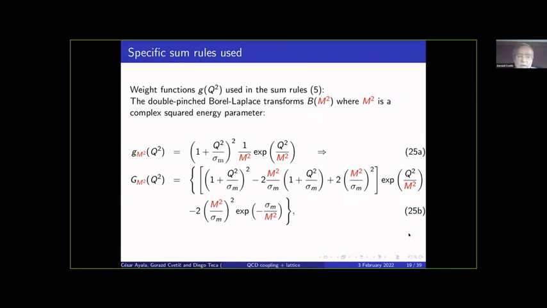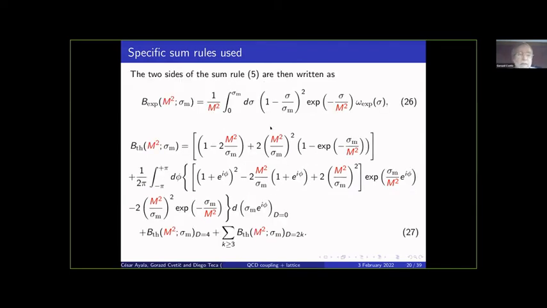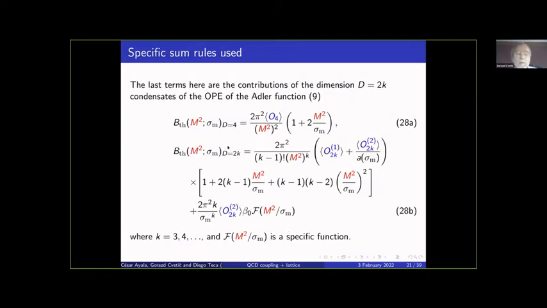Now the higher dimensional terms of Borel-Laplace are more complicated. Dimension 4 is relatively simple with O4. For example, dimension 6 would have here O61, O611, O612, and an additional term here, which is a specific function I can show you in the appendix if somebody asks.